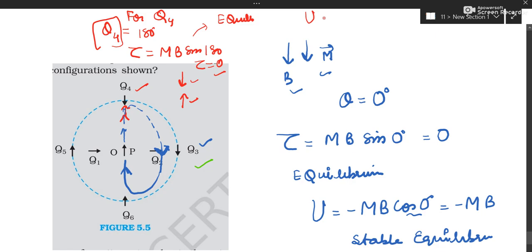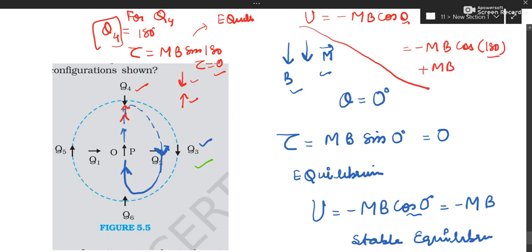But your potential energy, which is equal to minus MB cos theta, and theta is 180, so it is minus MB cos 180. Cos 180 is minus 1, so it is plus MB. So your energy is positive, so it is representing unstable equilibrium. Equilibrium is there for Q4, but it is unstable equilibrium.